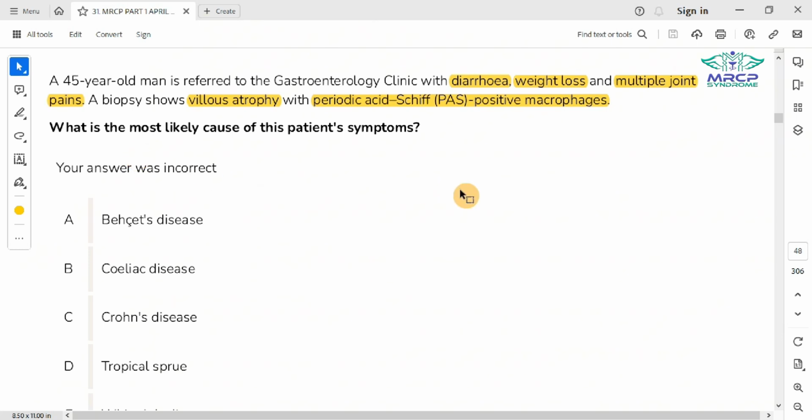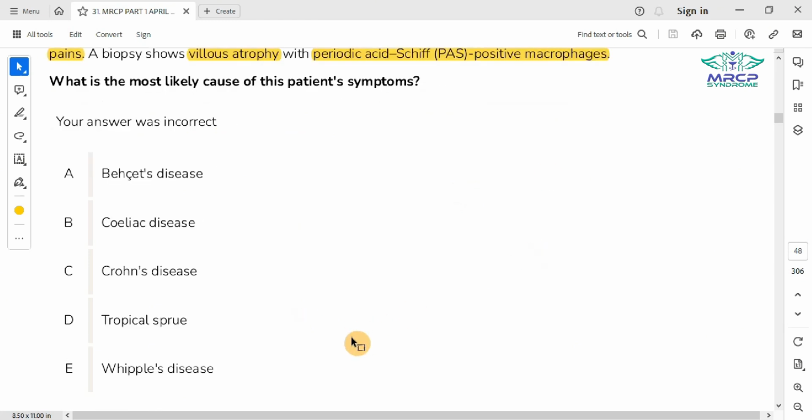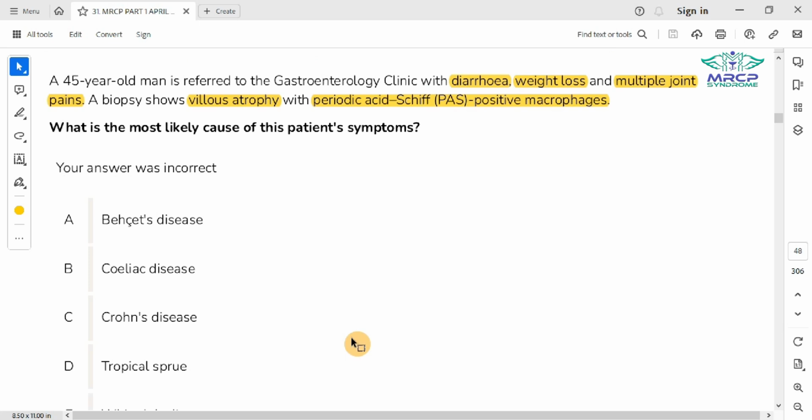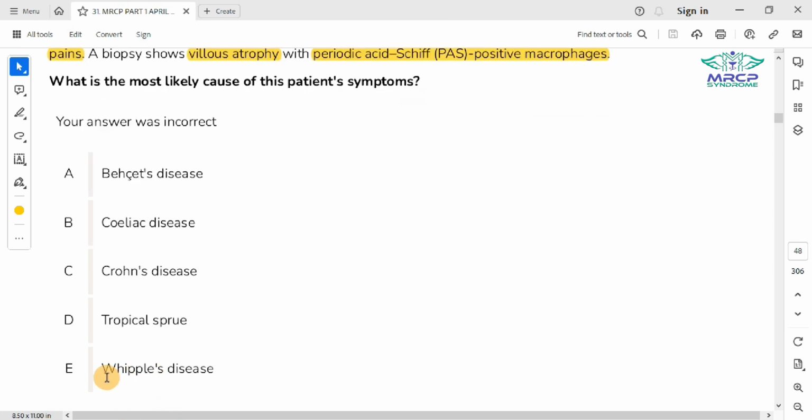What is the most likely cause of the patient's symptoms? Behçet's disease, celiac disease, Crohn's disease, tropical sprue, and the last one, Whipple's disease. A 45-year-old man is referred to the gastroenterology clinic with diarrhea, weight loss, and multiple joint pains. A biopsy shows villous atrophy with periodic acid-Schiff positive macrophages. So Whipple's disease. Features of malabsorption plus arthralgia plus villous atrophy plus PAS positive macrophages. This PAS positive macrophage is the pathognomonic feature of Whipple's disease.